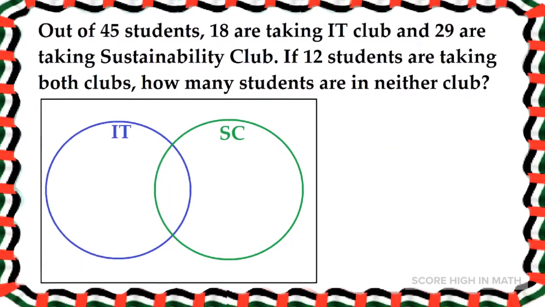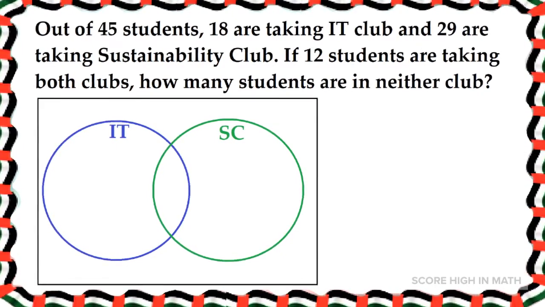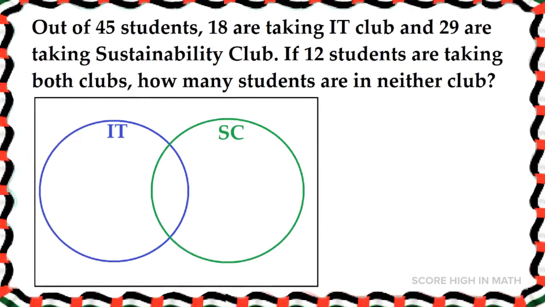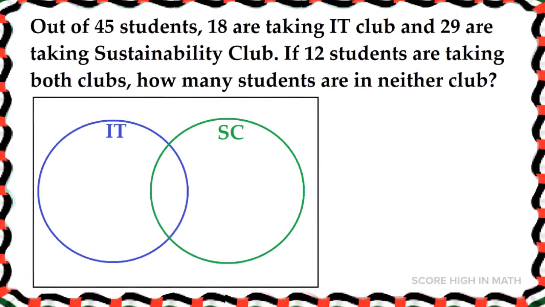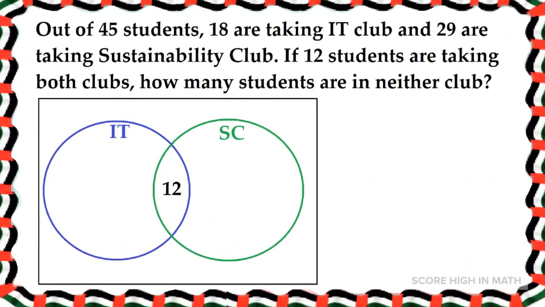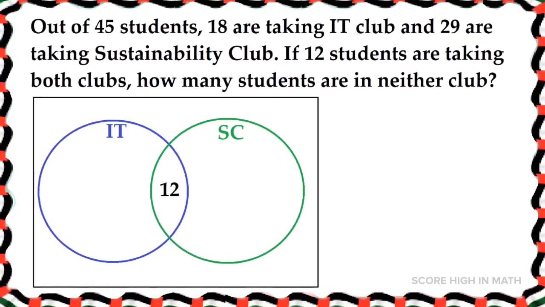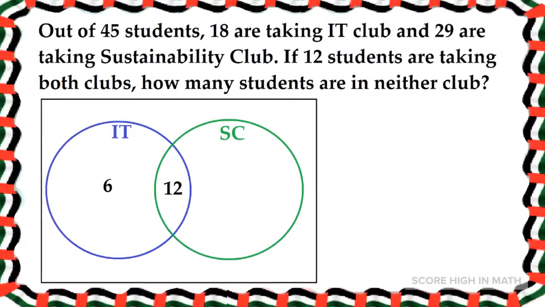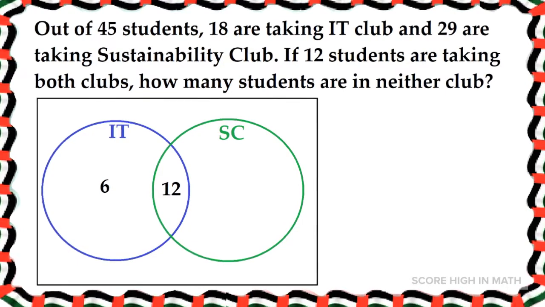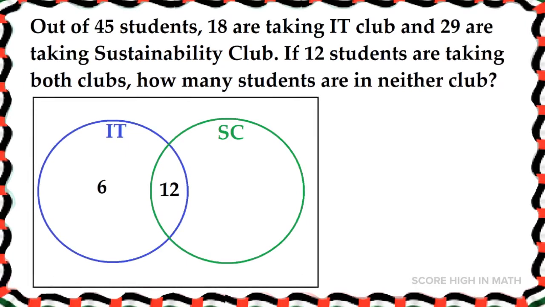Let us draw a Venn diagram and put all the elements of each set so that everything will be clear. The blue color pen represents the IT club and the green one represents the sustainability club. 12 students are taking both clubs, so we are going to put it in the overlapping area of the IT and sustainability club. 18 students are taking IT club, but there are already 12 students in the IT, so we need 6 more to make it 18.